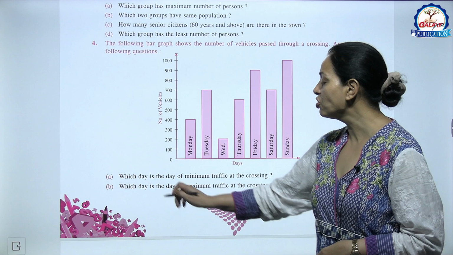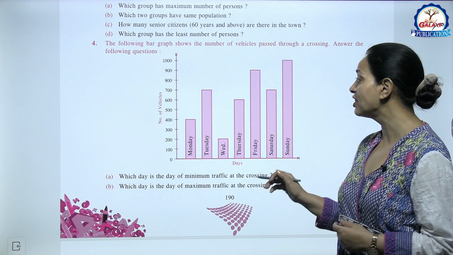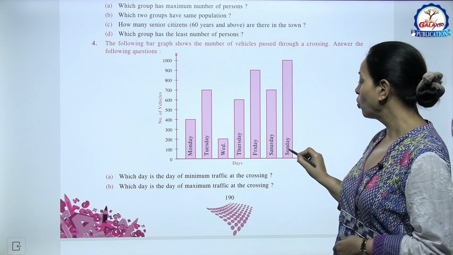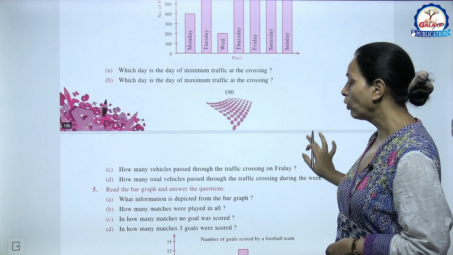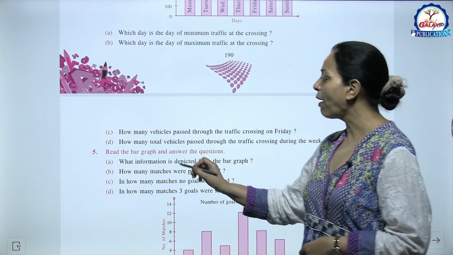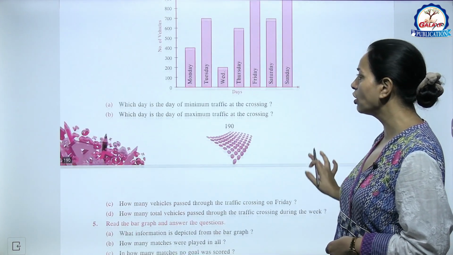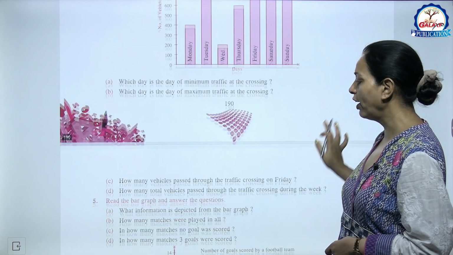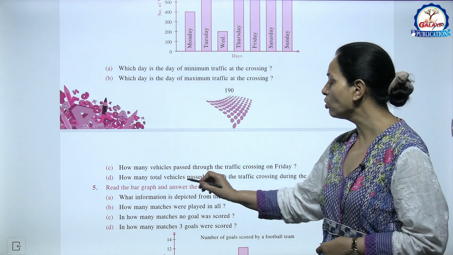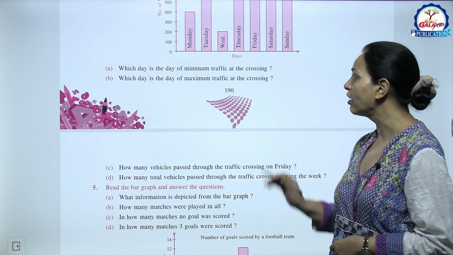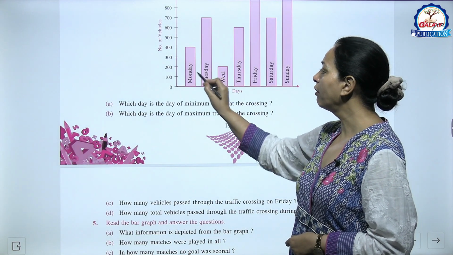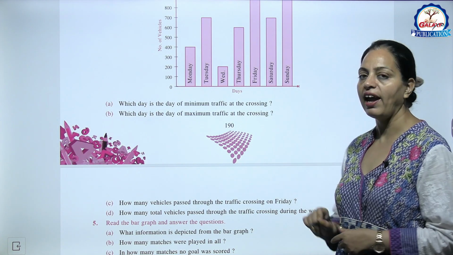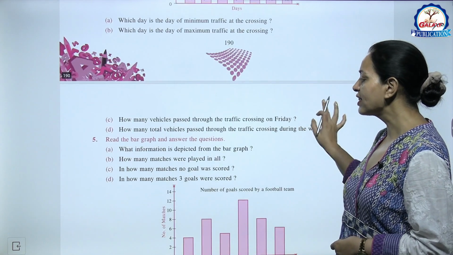Okay. And B part, which day is the day of maximum traffic? सबसे ज़्यादा traffic कौन से दिन था? So you can see the bar. This is the highest one. So on Sunday, right? So I hope this is clear to you. Like here C part, how many vehicles pass through the traffic crossing on Friday? Friday how many? That is 900. Okay. Similarly D part, how many total vehicles pass through the traffic crossing during the week? So total on Monday like 400, Tuesday 700, Wednesday 200. तो सबका find out करेंगे and then add all these. I hope this is clear to you.